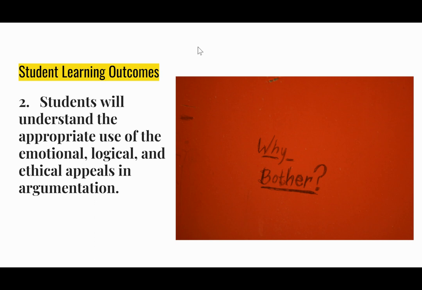Granted, all logical fallacies are failures of logical argument, but they were broken down into emotional, logical, and ethical fallacies because of the Mount Marty syllabus that says students will understand the appropriate use of the emotional, logical, and ethical appeals. In other words, abusing the emotional appeals, failing to follow logical appeals, or not being ethical in the way you respond to an argument or make an argument. So this is why the breakdown occurred the way it did.